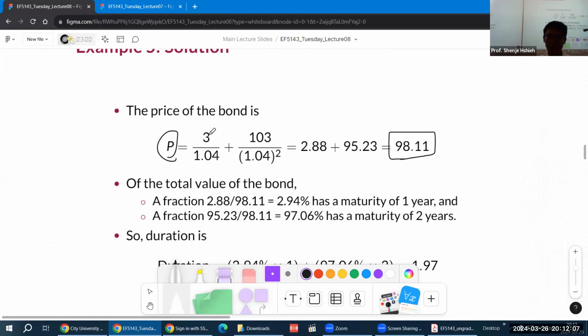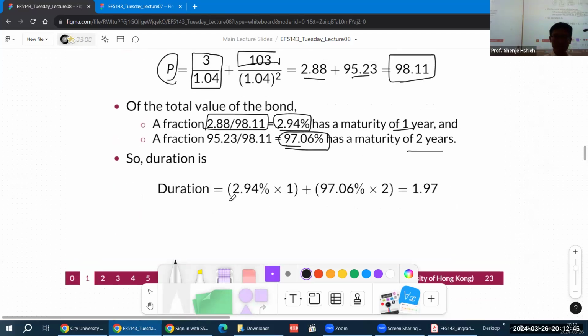We know the coupon payments, and therefore we know each present value. This is the coupon payment value discounted back to time zero. This is the final bullet payment discounted back to time zero. So these are the numerators of the weights. 2.88 divided by 98.11, that's this. 95.23 divided by 98.11. So we multiply this number by 1, multiply this number by 2, and that's your weighted average time you have to wait to get all your money. So duration is about 2 years, but less than 2 years.